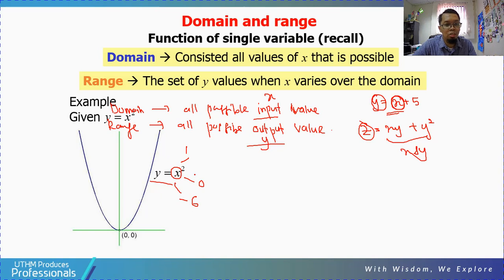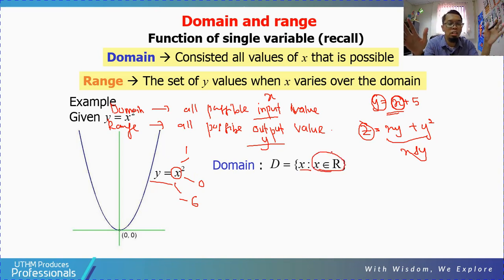So that means the domain is all real numbers. The possible values are the whole range. You can write the domain D equals x, where x is all the real numbers, or you can write x from negative infinity to infinity. So the values can be any real numbers. Okay, how about the range?